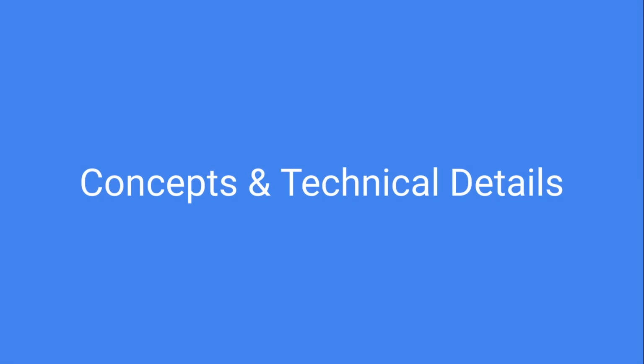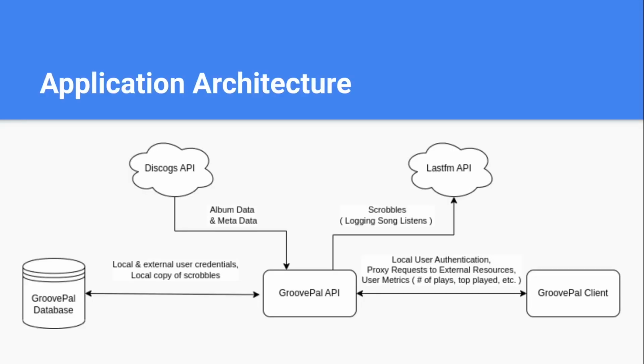Now that you've seen how GroovePal works, I'll explain what's happening behind the scenes. GroovePal can be broken up into 5 components. We rely on 2 external services, Discogs and Last.fm. Discogs is what we use to get a user's vinyl collection, as well as the metadata for those vinyl releases. This includes things like the track list, which contains song names and durations, as well as cover art. Last.fm is where we're pushing logged songs to, also called scrobbles.